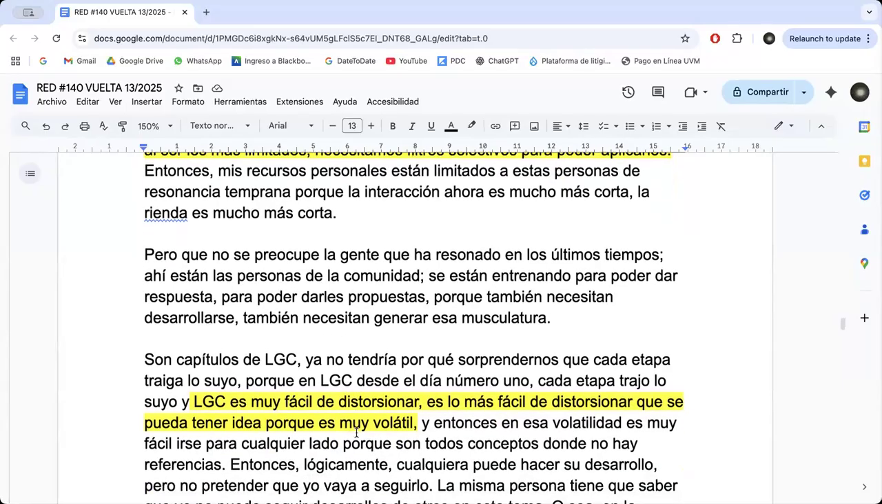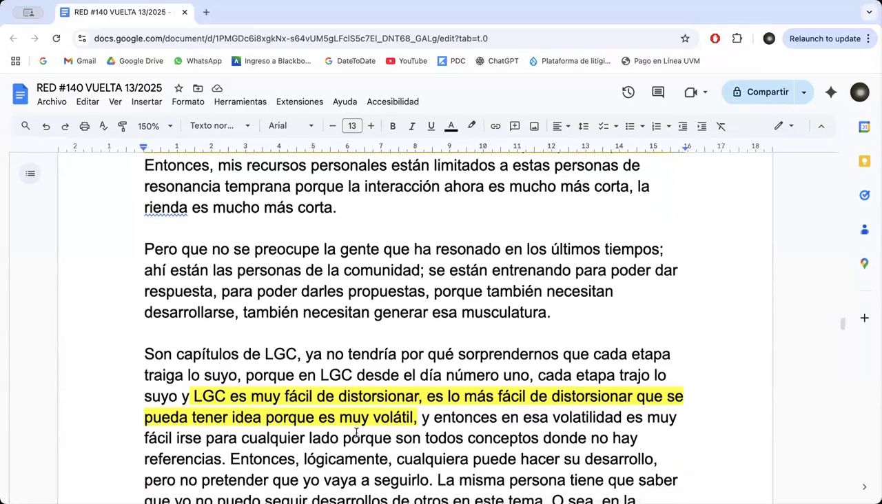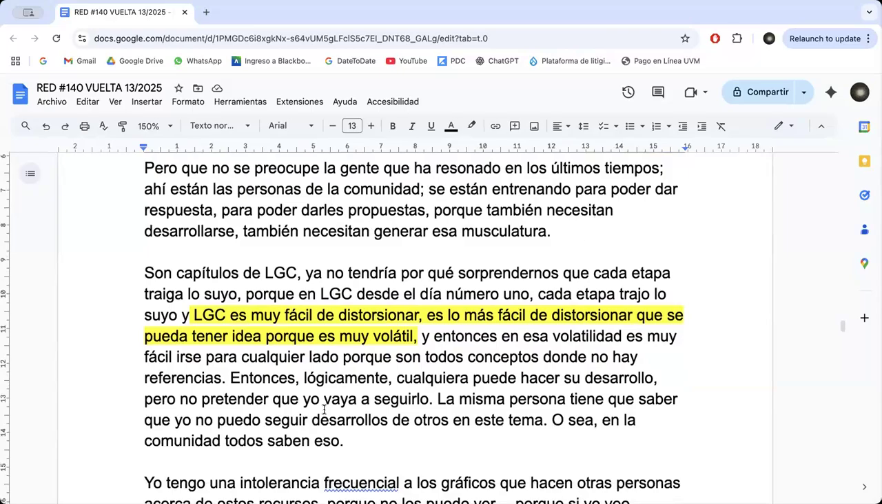So if my personal resources are limited, well, she's talking about herself, right? Her personal resources are limited. She will only focus her interaction, because it's much shorter, much limited, to the people that resonated early in LGC. So the reins are shorter. She has limited resources personally. But the people that resonated later shouldn't be worried, because that's what the people from the community are there for.